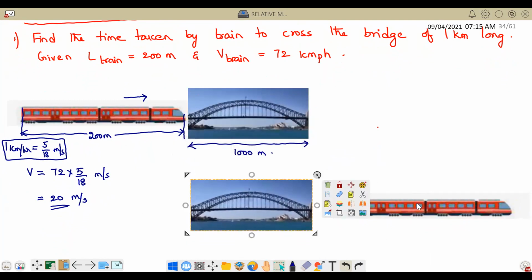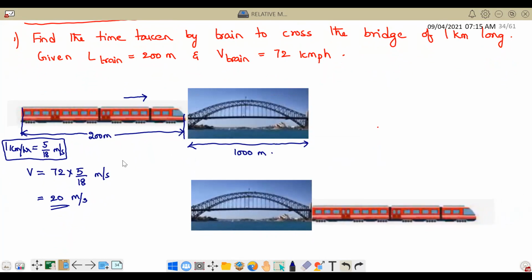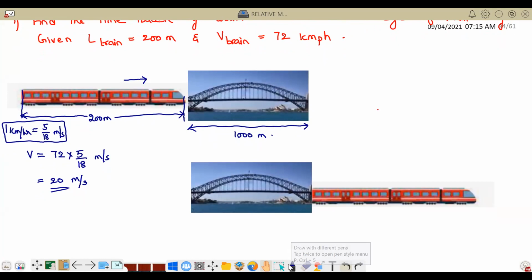Okay. Now see here. So now when the train crosses like this, that means when the last bogie crosses the bridge, then the train is said to have crossed the bridge. Okay. So now they're asking us to find out what is the time taken. Okay, is it clear? So this is called as initial position. That means the train is about to enter the bridge, and this is called as final position. The train has crossed the bridge.